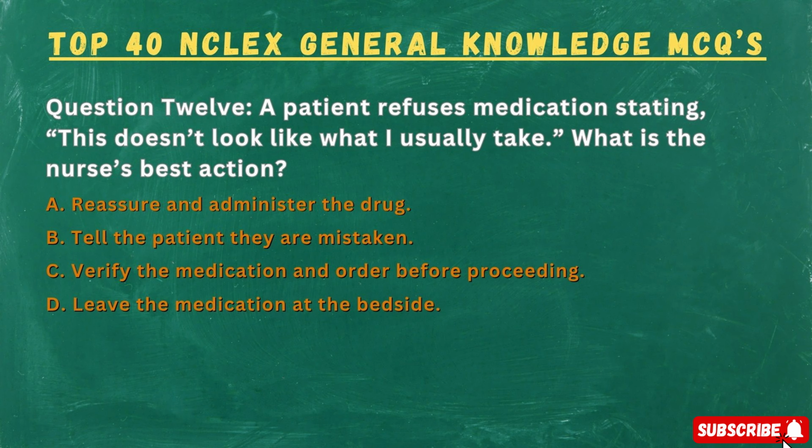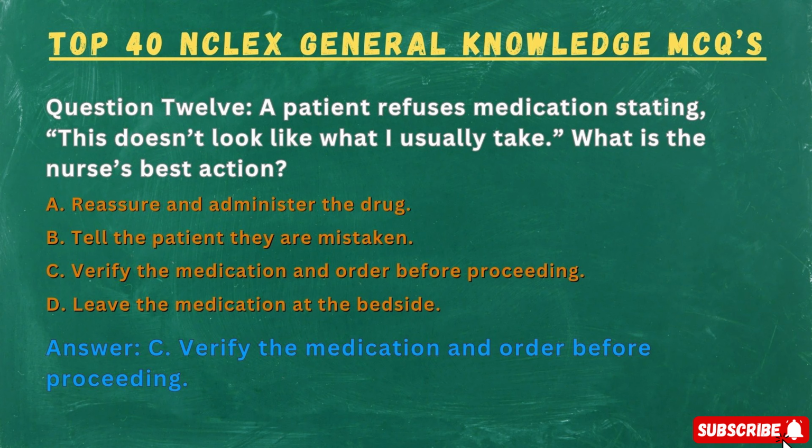Question 12. A patient refuses medication stating, "This doesn't look like what I usually take." What is the nurse's best action? A. Reassure and administer the drug. B. Tell the patient they are mistaken. C. Verify the medication and order before proceeding. D. Leave the medication at the bedside. Answer: C. Verify the medication and order before proceeding.